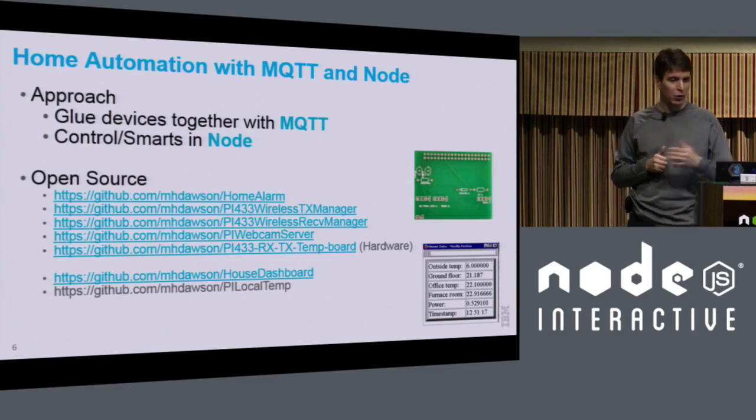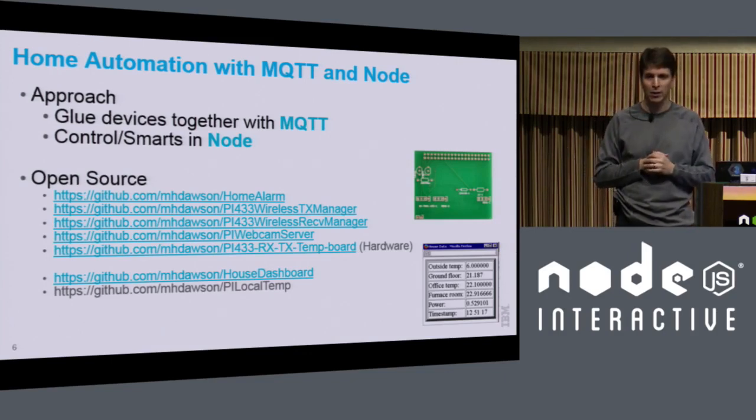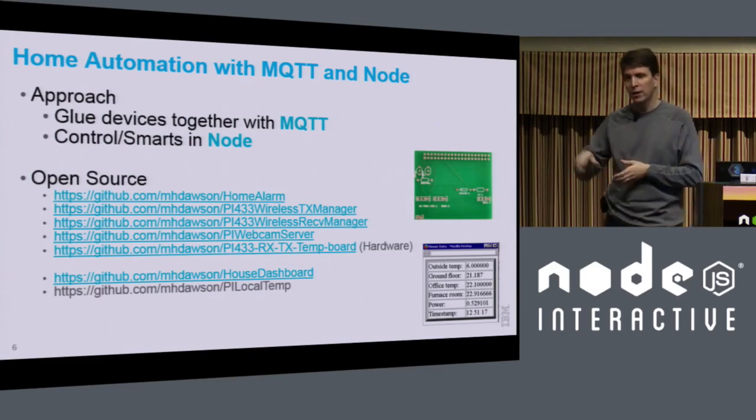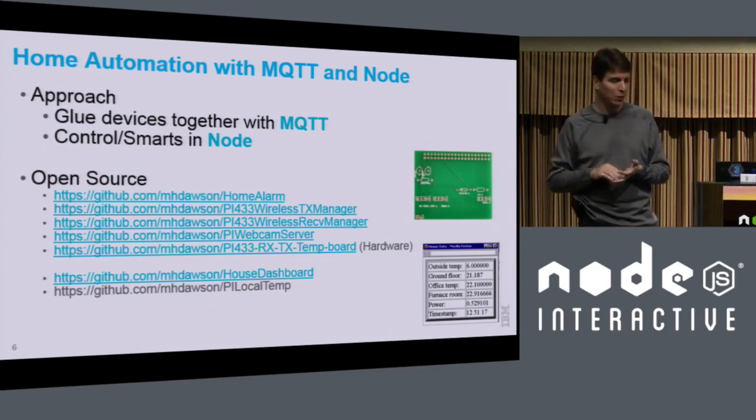And in addition to the home alarm system I'll talk a bit about, there are also some other projects there, like the home dashboard, which is just a very simple Node application that shows you what's going on in the house in terms of temperatures, how much power your house is using, those kinds of things.